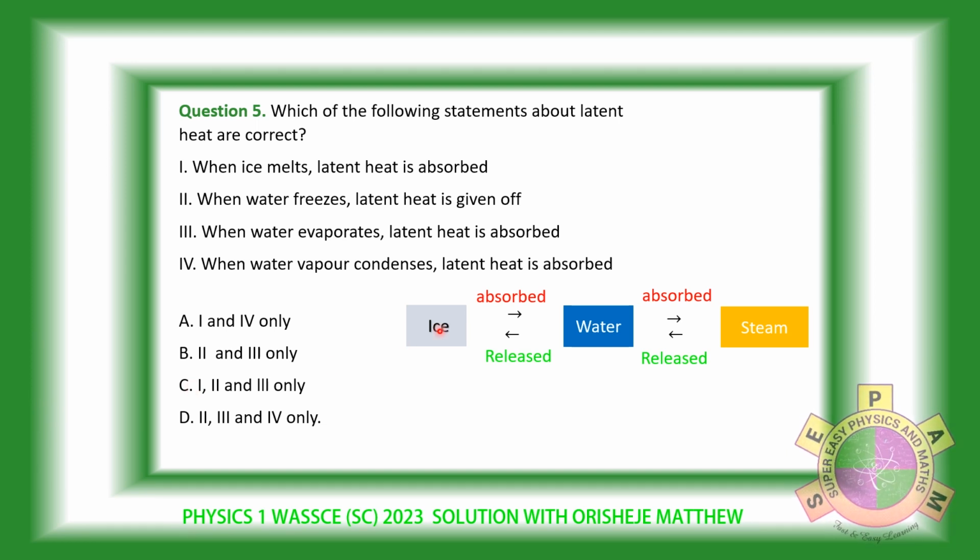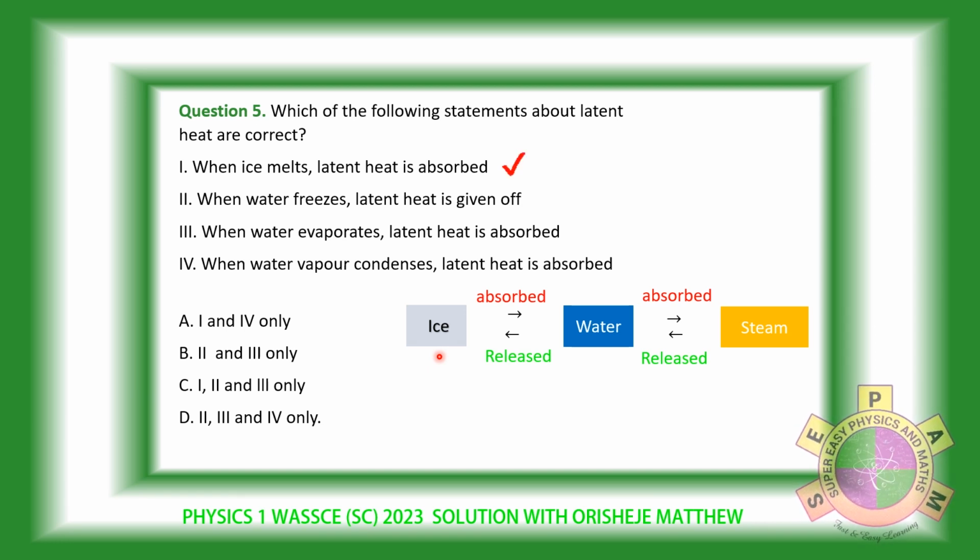So when heat is added to ice, latent heat is absorbed in order for it to melt into water, and then for water to boil to form steam, latent heat is absorbed, and then when steam condenses, latent heat is released for it to form water. Then when water freezes, latent heat is released for the water to solidify.